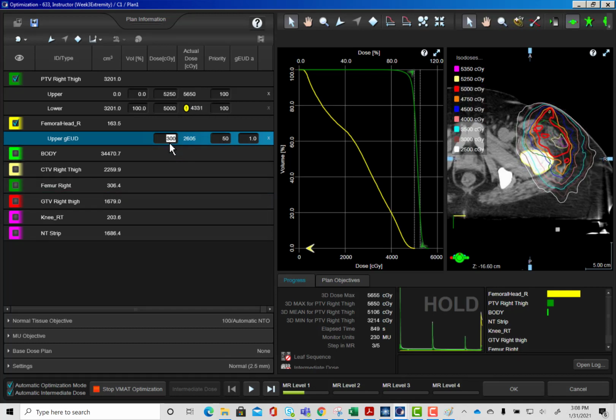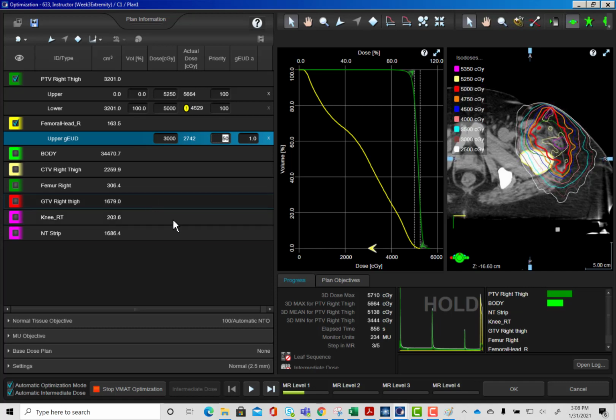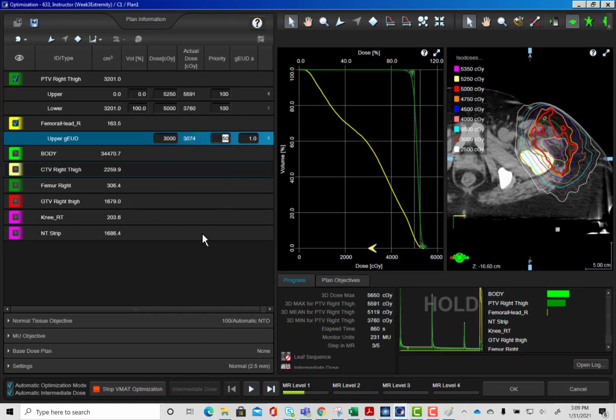Oh, I made a typo. 300 is not what we want. 3,000 is what I meant to type in. So it's another good thing to learn though, at least with Eclipse and when you're in these earlier levels, if you make a mistake like that, just fix it and give it some time to work back to where it was, okay?